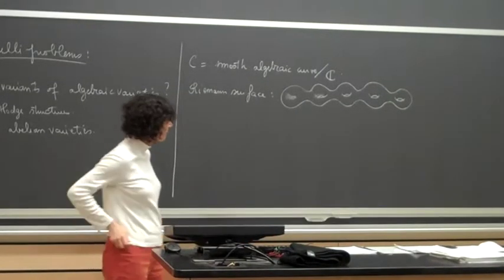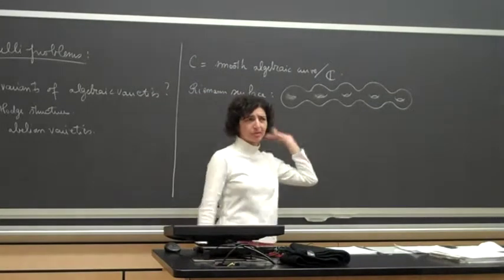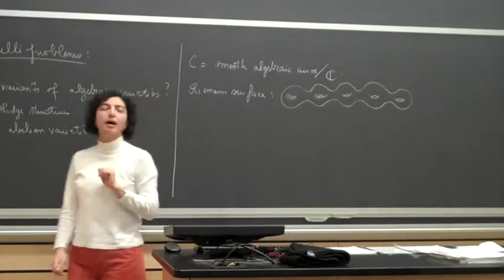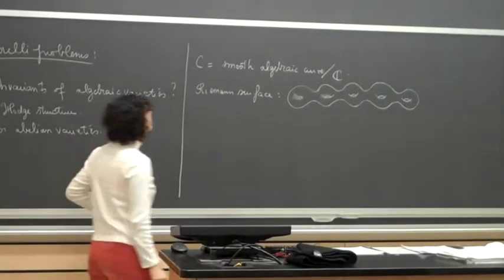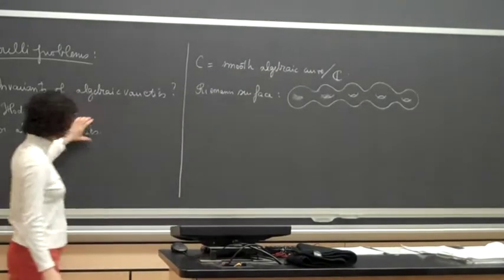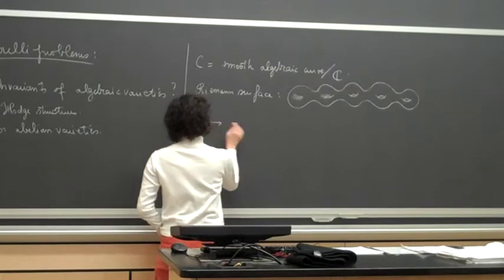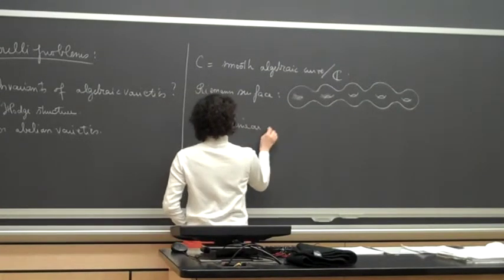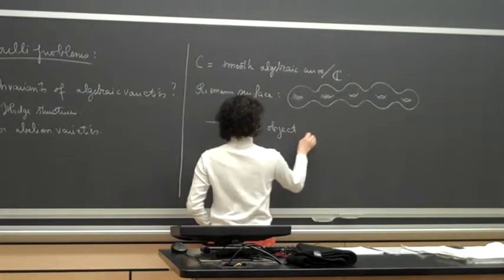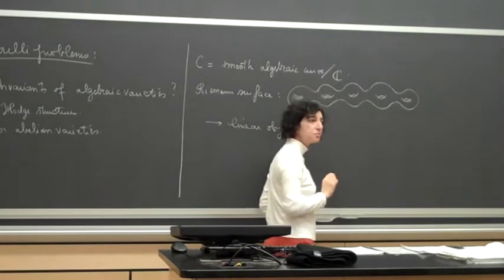And as I said, even these things can be somewhat complicated, and they are nonlinear. So we want to associate a linear object to them, which will be an abelian variety. And we call that the Jacobian of the curve.